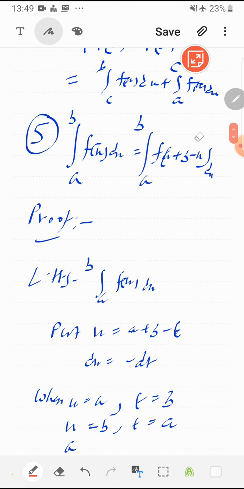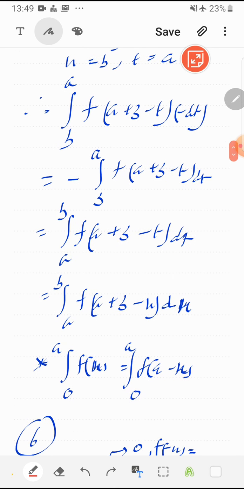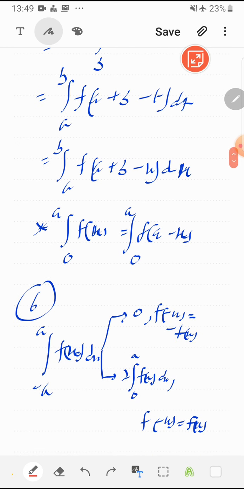Now the integral reduces to integral b to a f of a plus b minus t times minus dt. To compensate this negative sign we can change the limits, so it is a to b f of a plus b minus t dt. Now we can replace t dt with x dx by the properties of definite integral. We have proved that above, so hence the result.